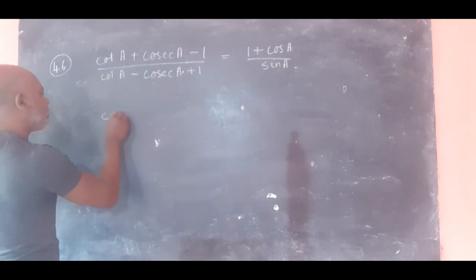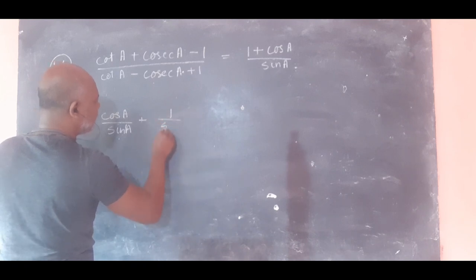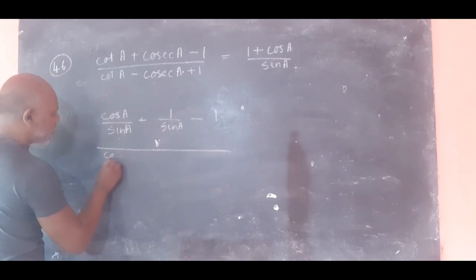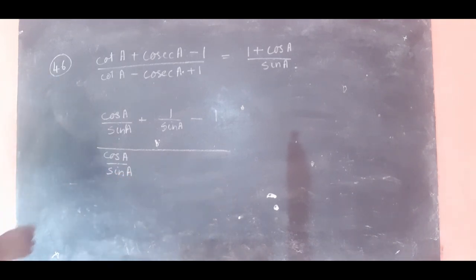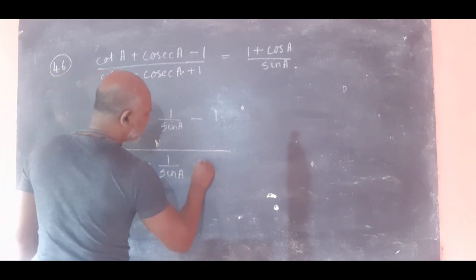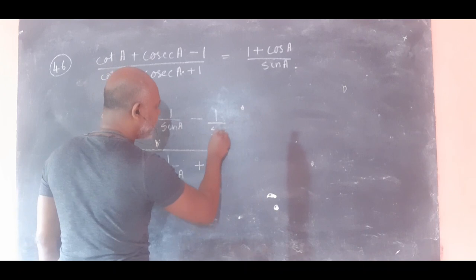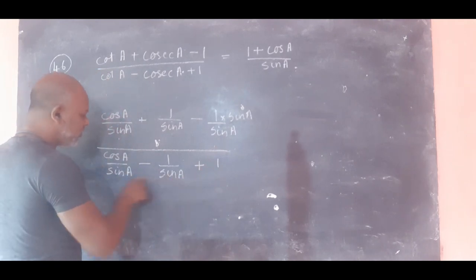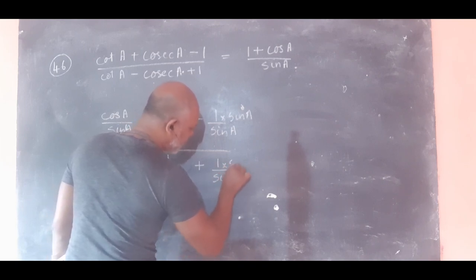Cot a I can write cos a by sin a, plus this I can write 1 by sin a, minus 1, whole divided by cot a, I can write cos a by sin a, minus 1 by sin a plus 1. So here on the denominator we have sin a, here we have sin a, we don't have anything here, so we have multiplied a sin a on the denominator and a sin a on the numerator. Similarly here also we do the same thing, we have sin a on the denominator, so here we can multiply a sin a on the denominator and a sin a on the numerator.